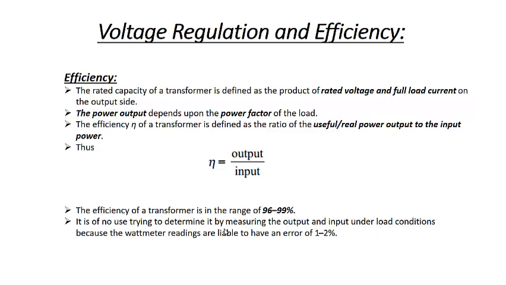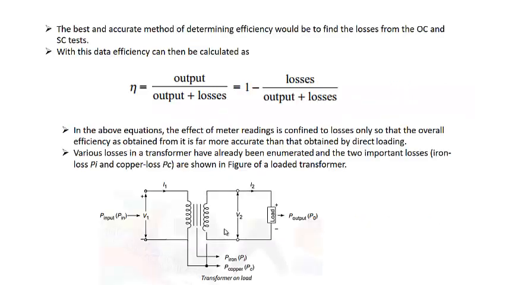So it is required that we derive some indirect formula to calculate the efficiency. Also, because of the non-reliable readings given by the wattmeters, it may result in an error of 1 to 2%. Now, the best and most accurate method of determining the efficiency would be to find the losses from the open circuit and the short circuit tests. This also I have shown in the lab.